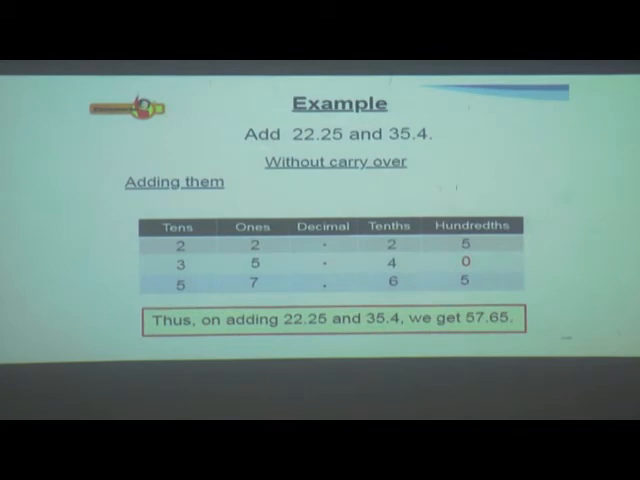Now by seeing this, it will be more clear to you. One example is given here. Add 22.25 and 35.4.